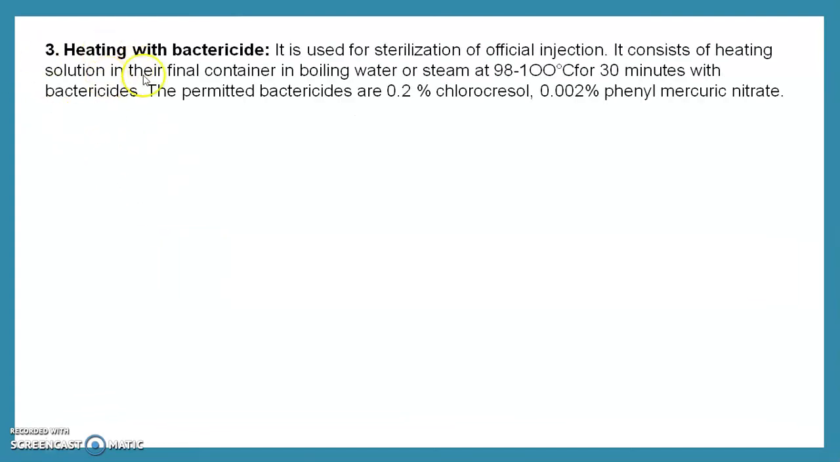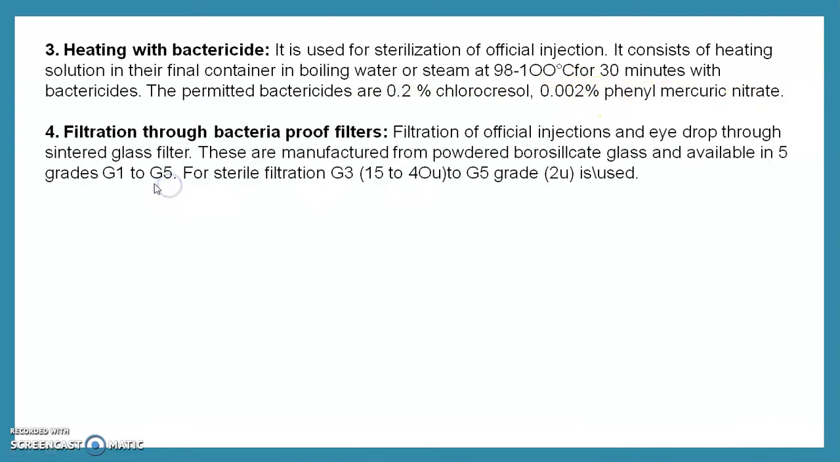Then the next method is heating with a bactericide. It is used for the sterilization of official injections. It consists of heating the solution in its final container in boiling water or steam at 98 to 100 degrees Celsius for 30 minutes with a bactericide. The permitted bactericides are 0.02% chlorocresol and 0.002% phenyl mercuric nitrate.